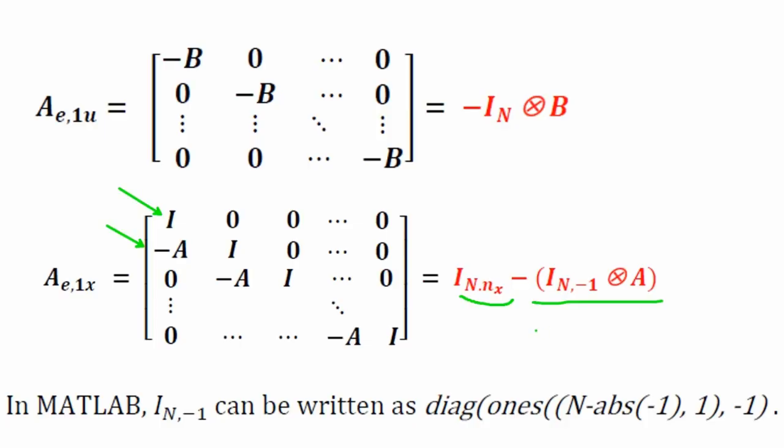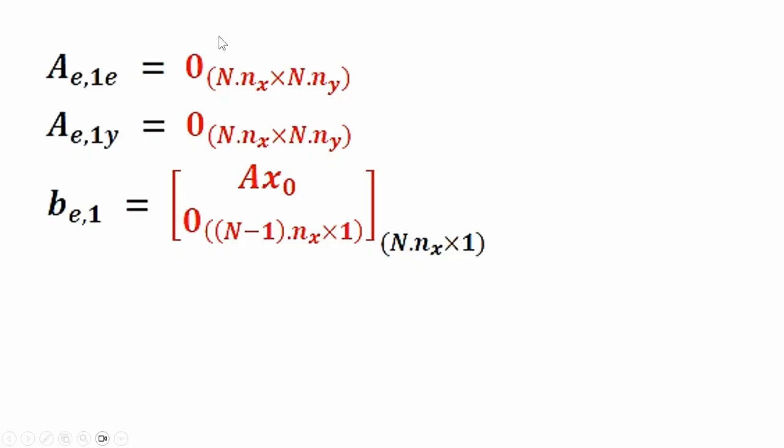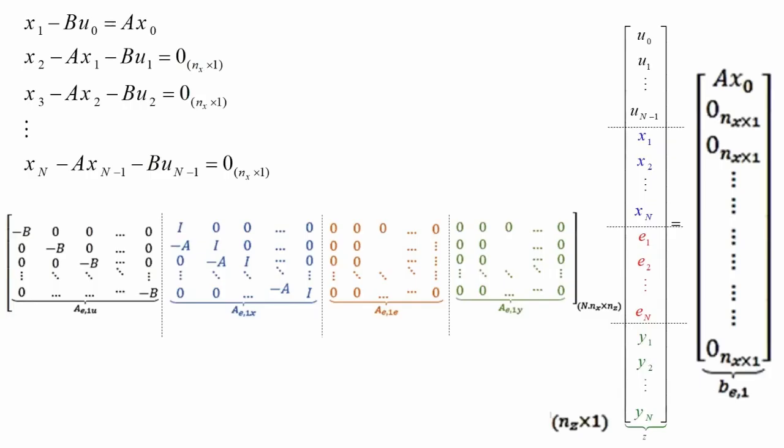Similarly, the AE1E and AE1Y matrices are all zeros, as you can see here, and we can write them as follows. How many rows does this zeros matrix for the AE have? Of course, this was for each of the state equation, but for the whole prediction horizon. So it should have n multiplied with nx number of rows. And how many columns should it have? We can see it very clearly here. All of this will be multiplied with the E term, which is here. And the number of rows in the E term is n multiplied with ny. Thus it will have n times ny number of columns.